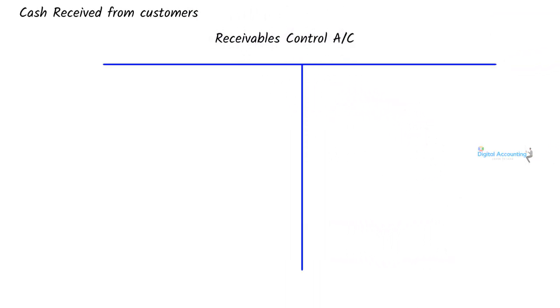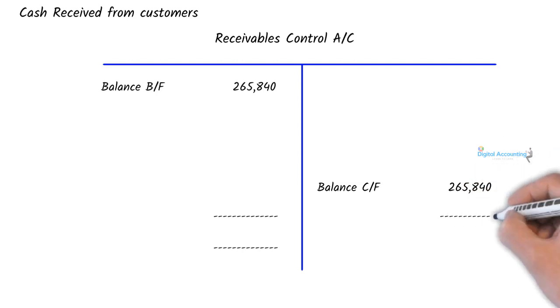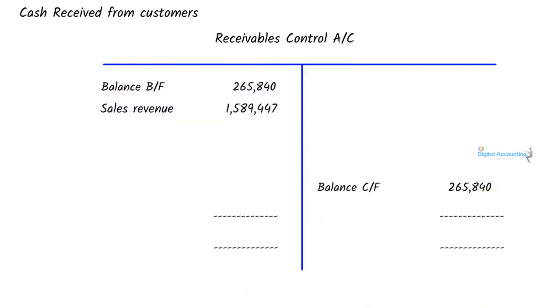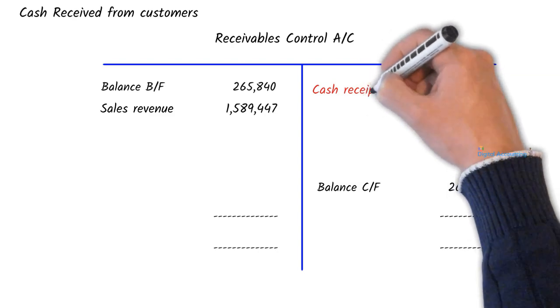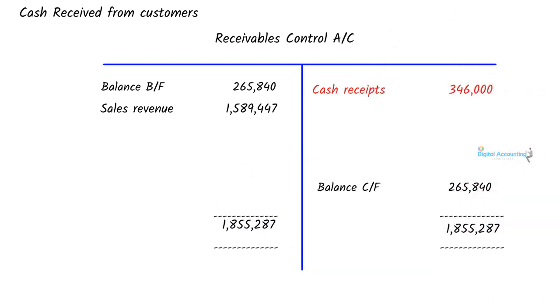So, for this figure, we need to create a receivables control account because cash receipts from customers figure in the credit side of the receivables control account. Let's do that. Opening balance and closing balance can be taken from the balance sheet. Sales revenue, here we assume all sales are credit sales, can be taken from the profit or loss statement. As we know, cash receipts from customers should be in the credit side of the account. Easily can find the sales received from customers.